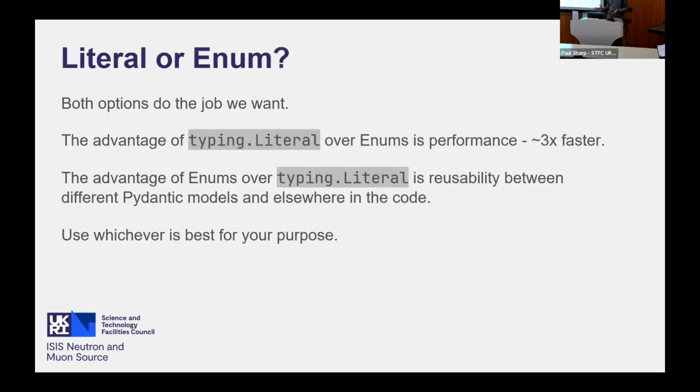So we've got the Literal and the Enum. Which one should we use? Both do the job that we want. The advantage of using Literal is performance. They claim it's about 3 times faster. But if you're that bothered about performance to the extent of validating literals versus enums, maybe Python isn't the language for you, I'd politely suggest. The advantage of enums, I think a bit more compelling, is that you've got reusability throughout your code and between different models. So use whichever's best.